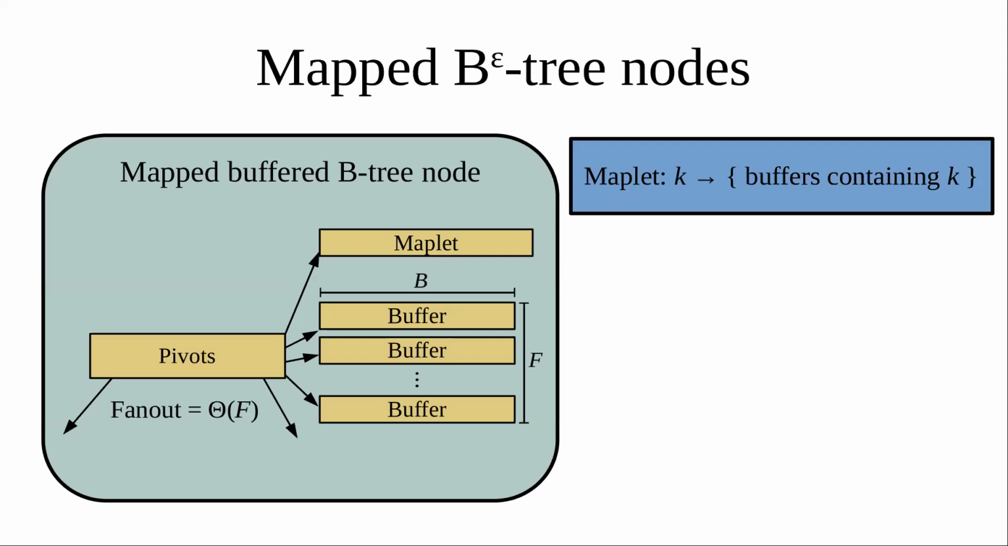The basic idea is that each of these nodes is going to have its pivots and the buffers that I showed you before, and now it's going to have a maplet as well. What the maplet is going to do is, when you query for a key, it's going to tell you which of the buffers might contain that key. So now instead of having to search all these buffers, you're just going to query the maplet and then search the buffers it points to.